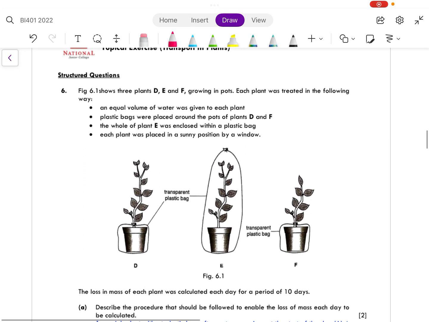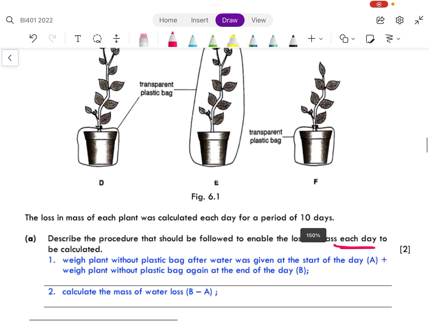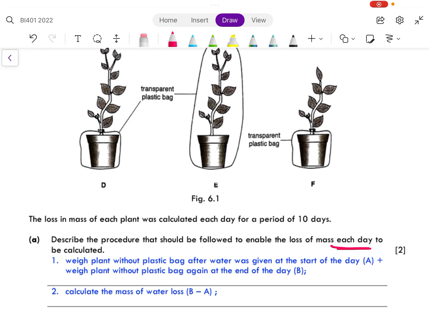So they ask you to describe a procedure that should be followed to enable the loss of mass each day to be calculated. So logically, what you want to measure is the mass at the start of the day and at the end of the day. So this is the procedure. Number 1, you want to weigh the plant without the plastic bag after water was given at the start of each day. Okay, and then after that you want to weigh the plant without plastic bag again at the end of each day.